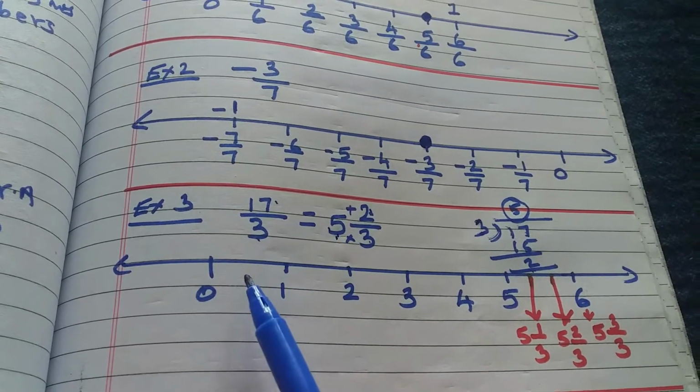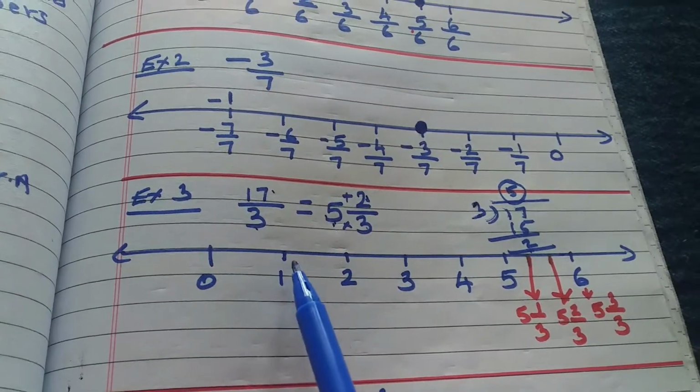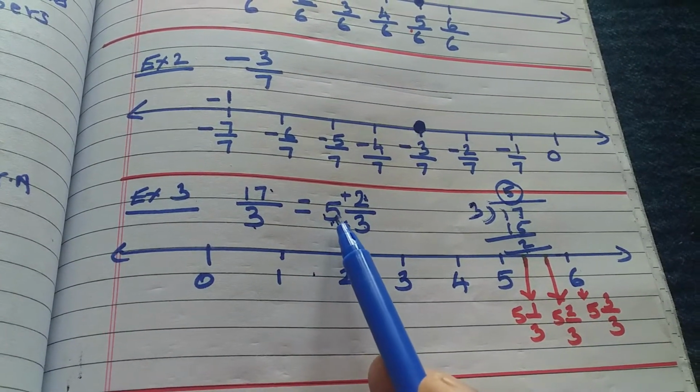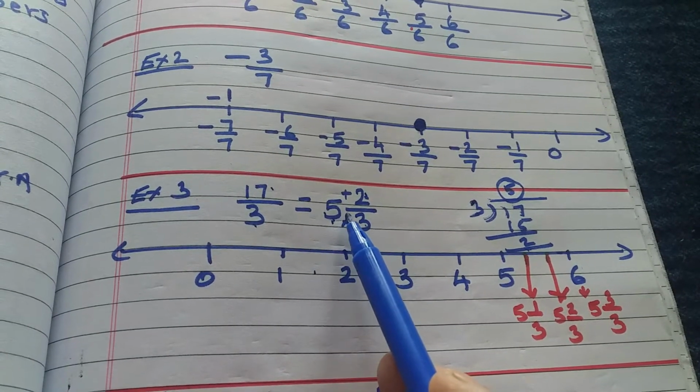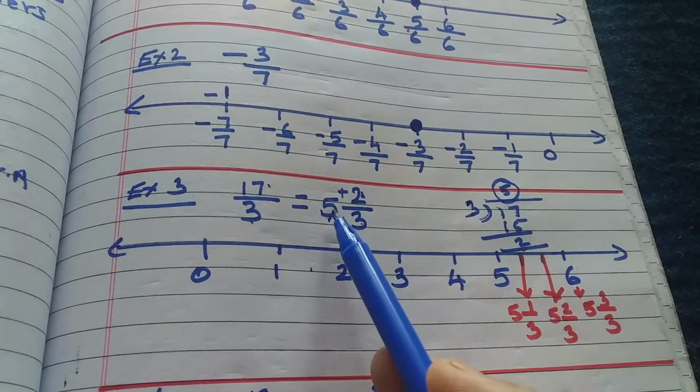And it is positive, so it is on the right hand side. So we mark 0 towards the left. So mark the numbers, it lies between 5 and 6, so we need the numbers up to 6. 1, 2, 3, 4, 5, 6. It is between 5 and 6.